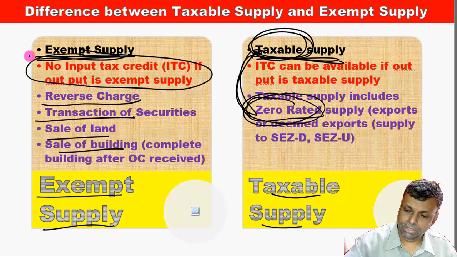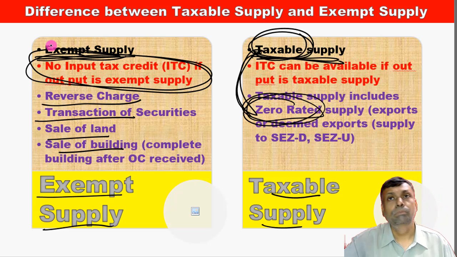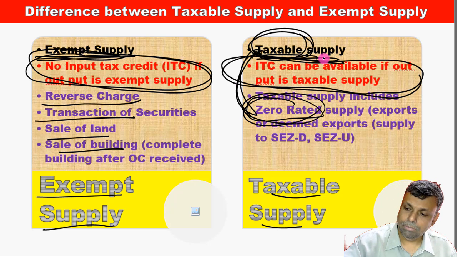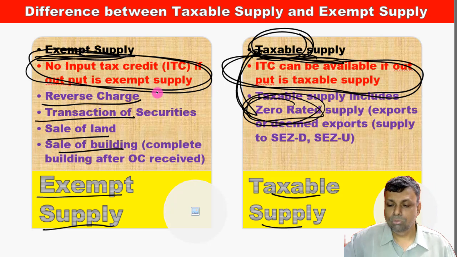This is what I have already noted here. For the exempt outputs, that means inputs used for the exempted outputs, you are not eligible for the input tax credit. But if you have used inputs for the purpose of making a taxable output, you are eligible for the input tax credit. And this is one of the key major differences between your inputs and the outputs.